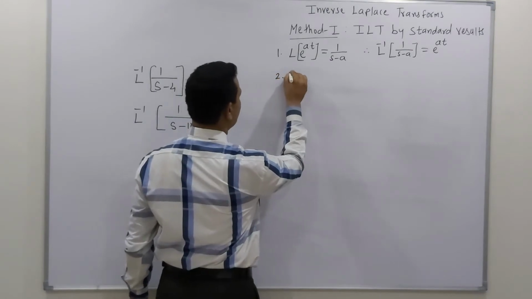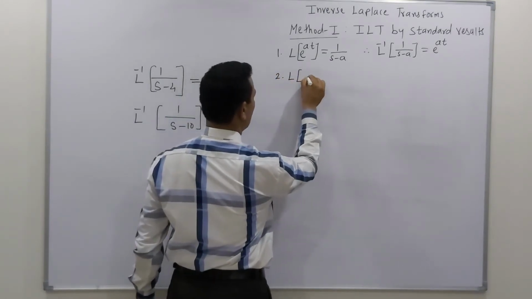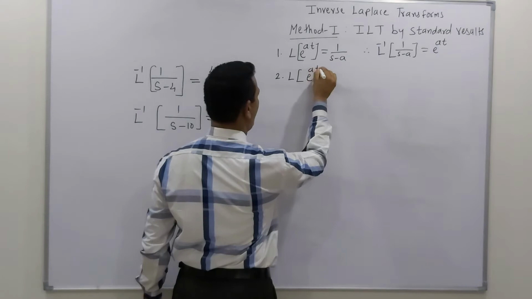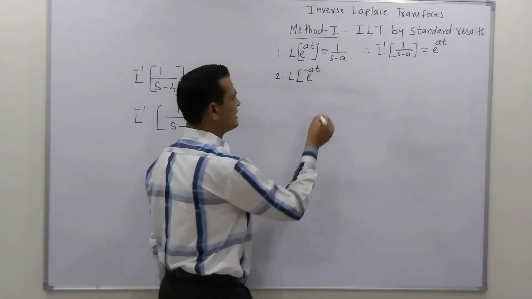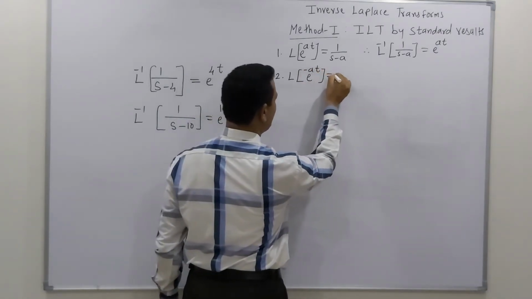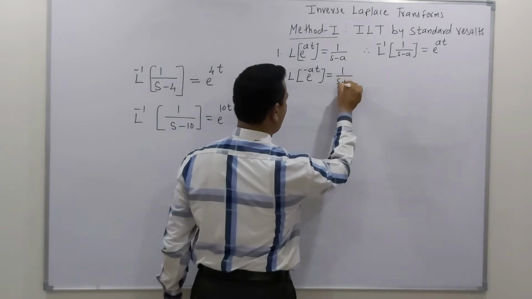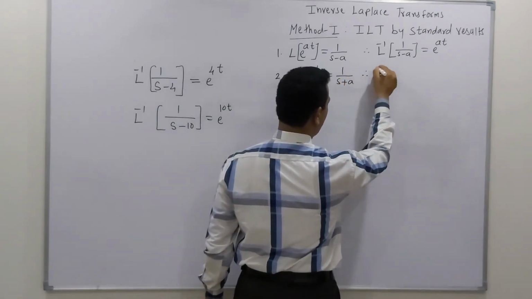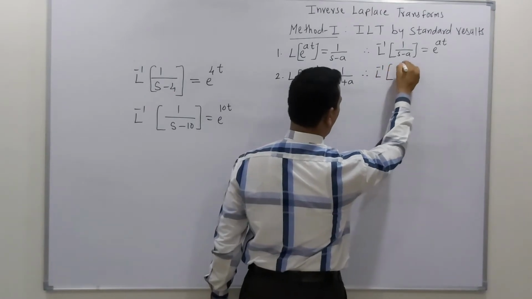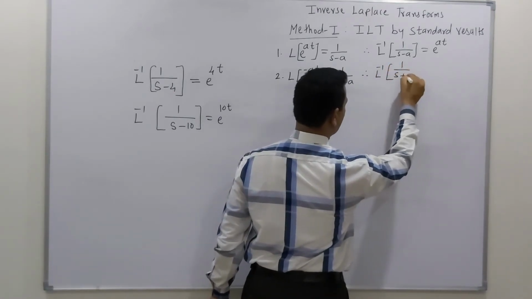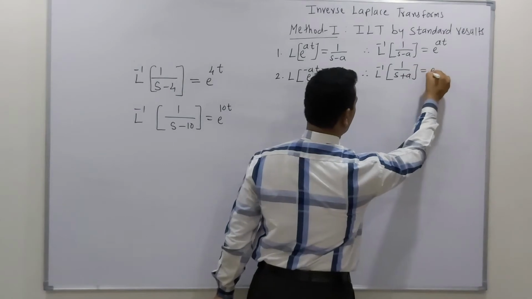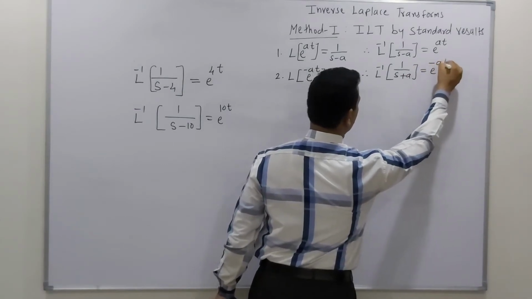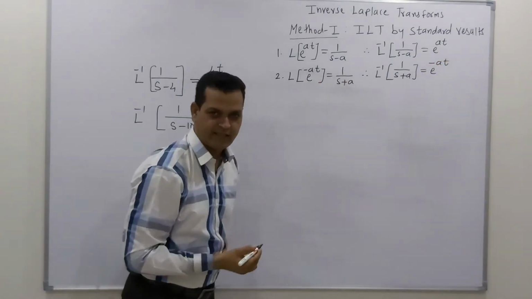Now the second result. We know that the Laplace transformation of e raised to minus at is 1 upon s plus a. So therefore we can write the inverse Laplace transformation of 1 upon s plus a is equal to e raised to minus at. So this is the second standard result.